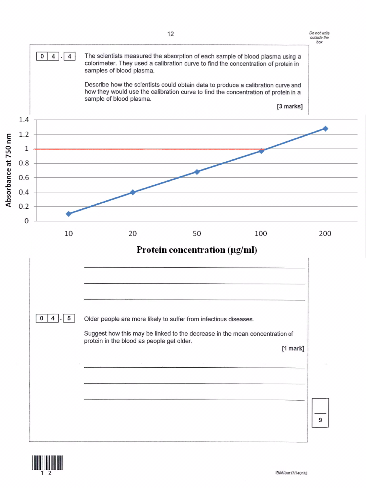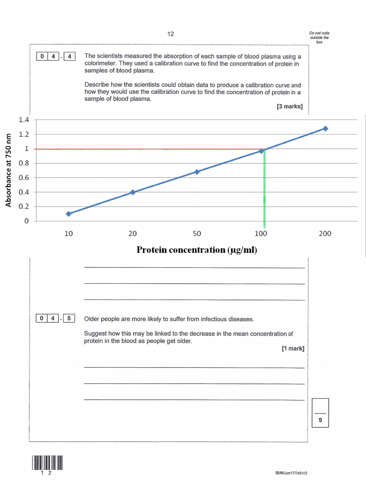And then if we just read off the x-axis at the point where the curve reads 1 arbitrary unit, we can see that the protein concentration of this sample is just over 100 micrograms per milliliter. So we've used our calibration curve to determine the protein concentration of an unknown plasma sample.